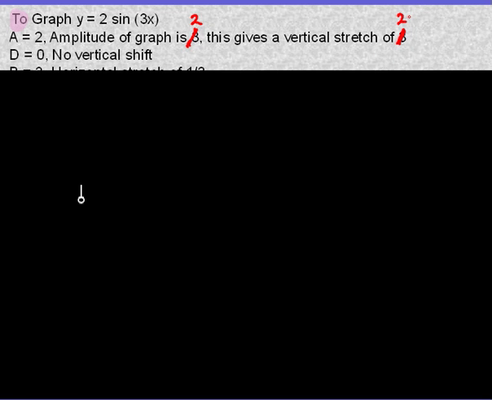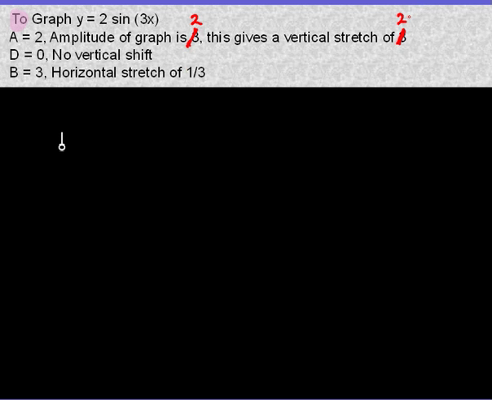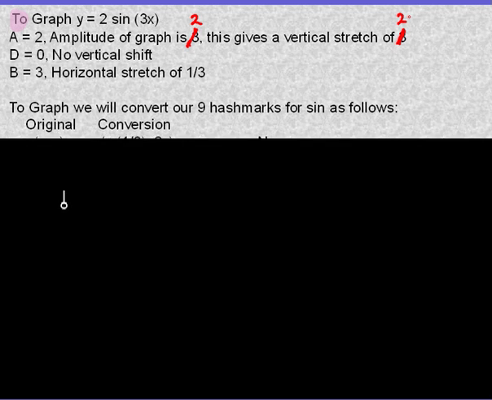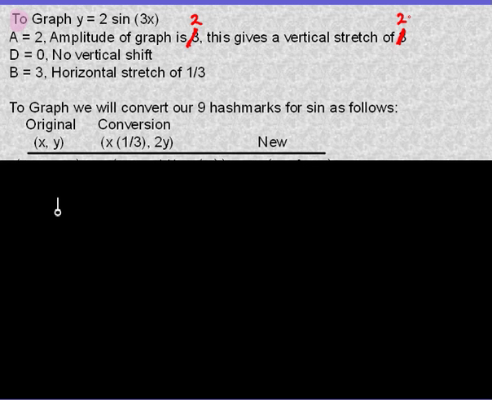There's no vertical shift because we have no d. And b is 3. That means we have a horizontal stretch of 1/3. So I'm going to show you how to graph this by showing you how you're going to convert your 9 hash marks. So we know that we're going to take our amplitude and multiply our y value by that. We're going to modify our x coordinates today by multiplying them by 1 over b. So in this case, we're going to multiply them by 1/3, which is what I have done there.